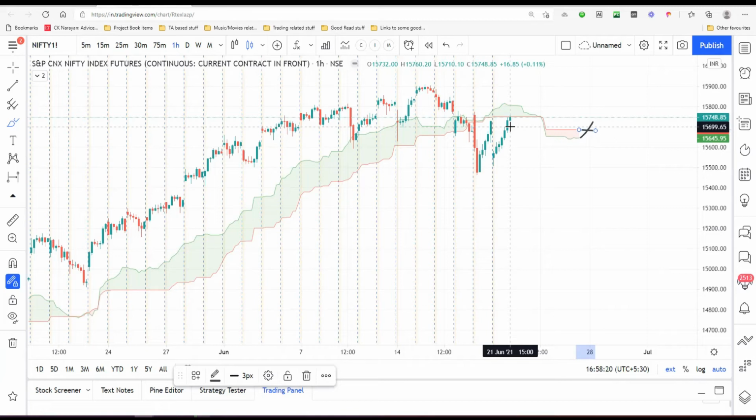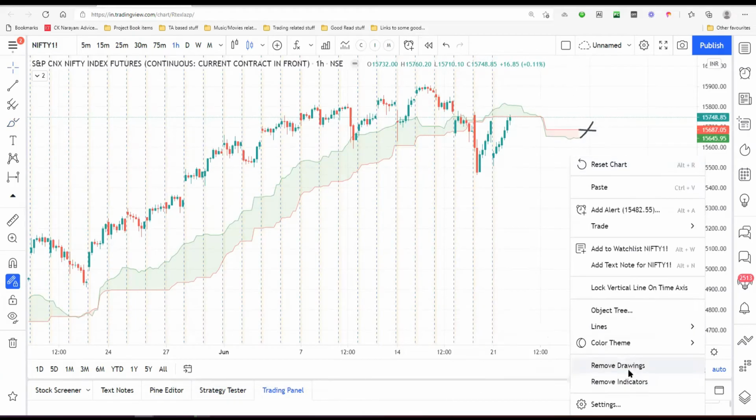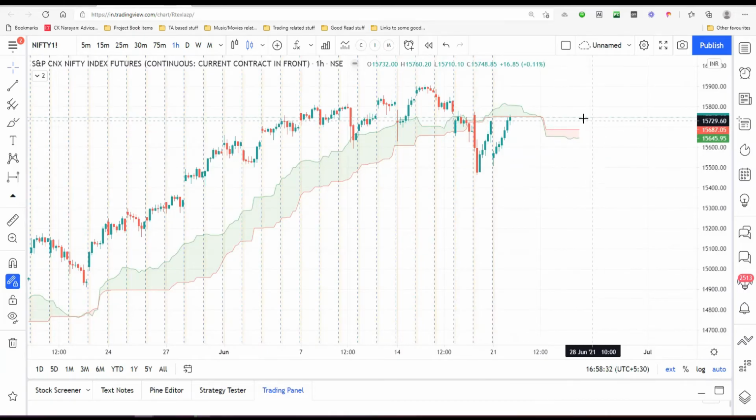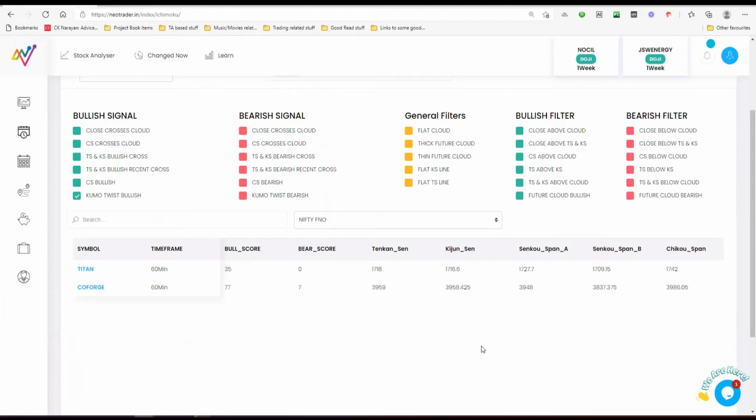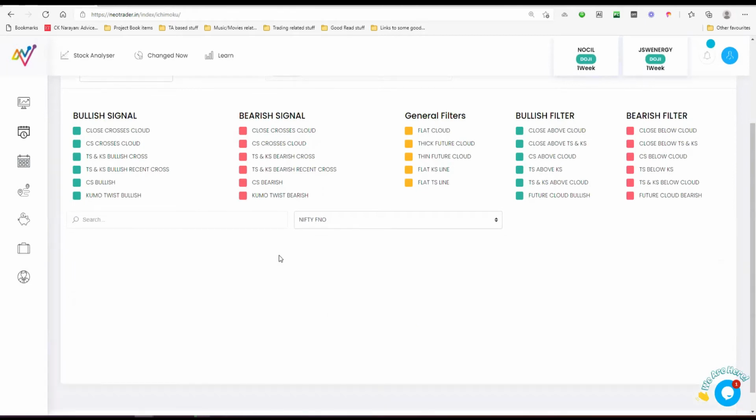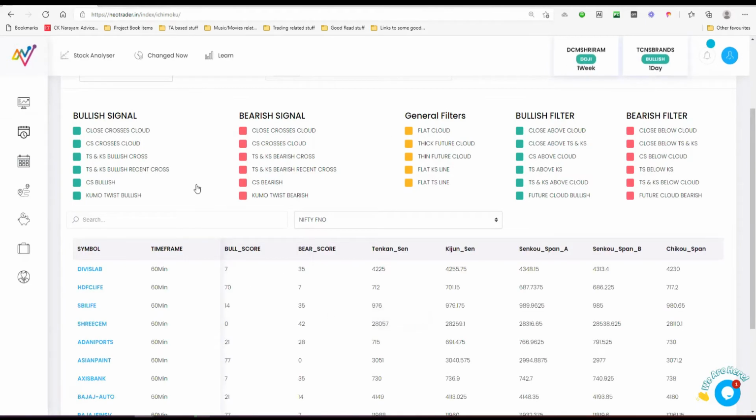Okay. So this is the signal that we are looking at: which are the stocks where the Kumo twist is happening today, because that is where a potential for a trade exists. And here is where we come to our Ichimoku dashboard. Now, here is our Ichimoku dashboard, right? And if you look at this in your bullish signal, like I said earlier, signals and filters.